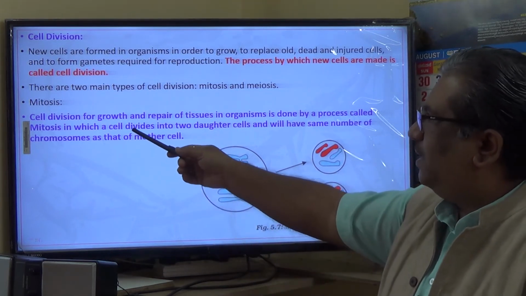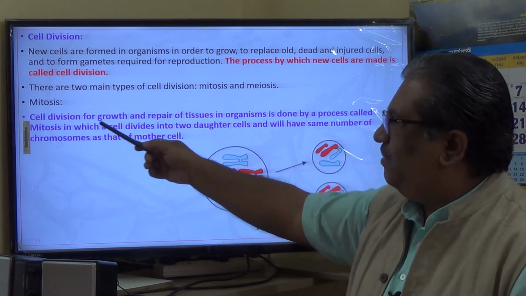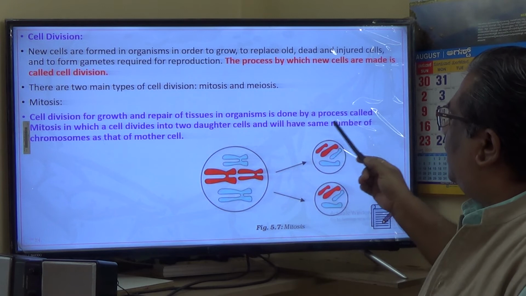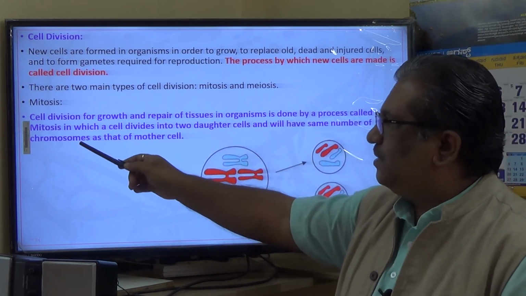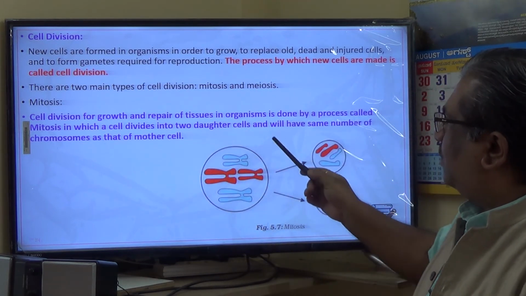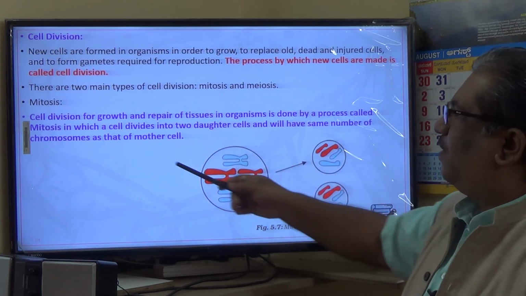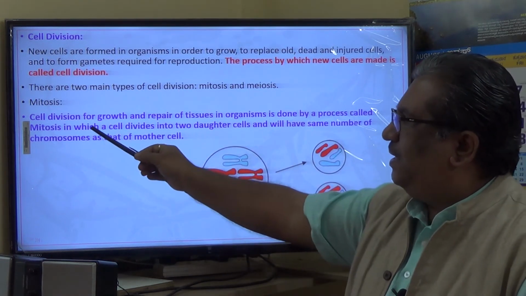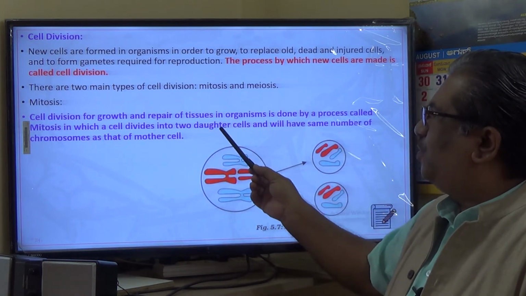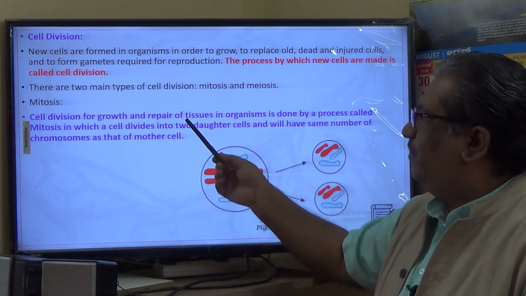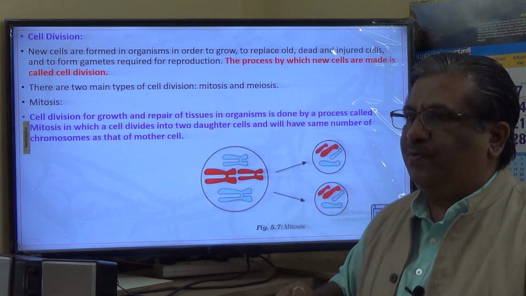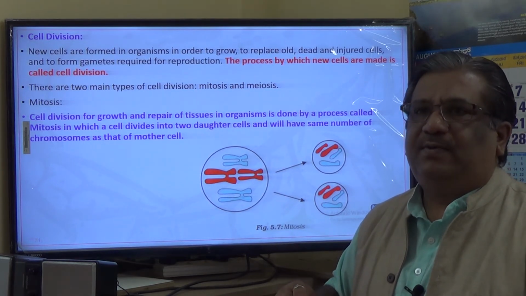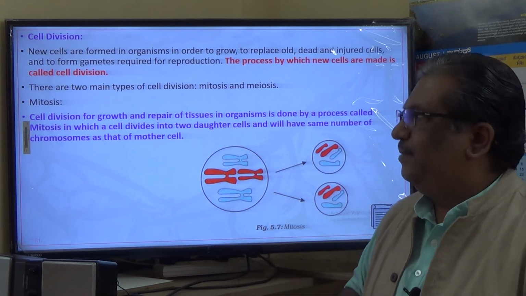So mitosis is cell division for growth and repair of tissues in organisms, in which a cell divides into two daughter cells with the same number of chromosomes as the mother cell. Cell division for growth and repair of tissues here refers to those tissues which are non-reproductive tissues or non-reproductive organs.